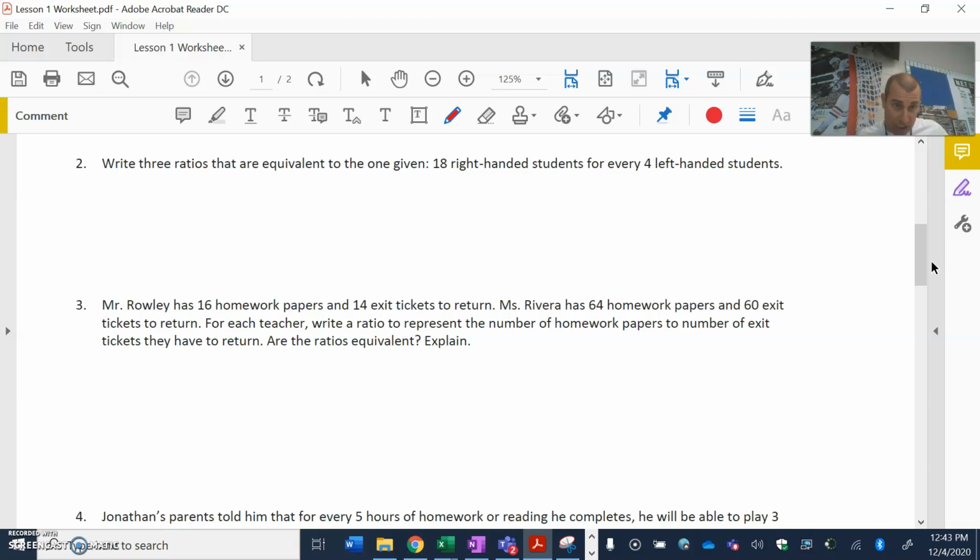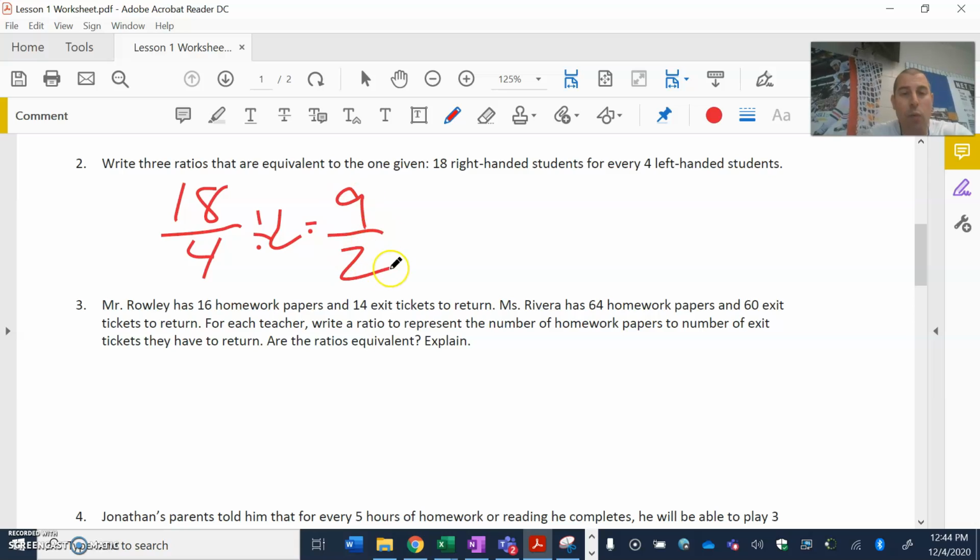Write 3 ratios that are equivalent. What we want to focus on here is getting equivalent ratios. We've already shown that as long as you divide by the same number, it's equivalent. So if we've got the ratio of 18 to 4, and again, we can write a ratio as a fraction, what can you divide them both by? We can divide them both by 2. By doing that, we've got 9 to 2. That is an equivalent ratio. The other thing is, if it's legal to divide, like we said earlier, that means we can also multiply.